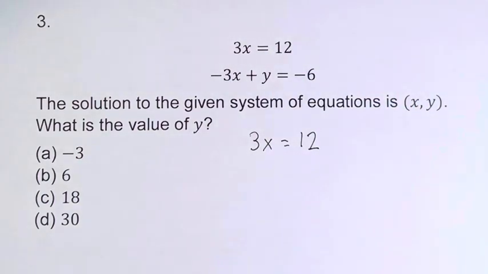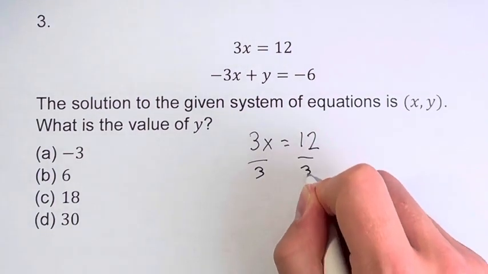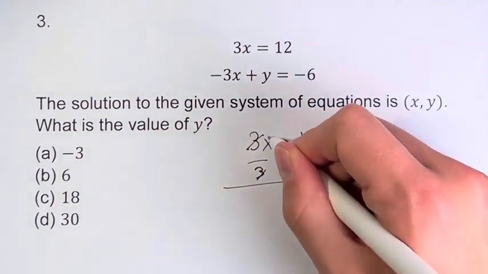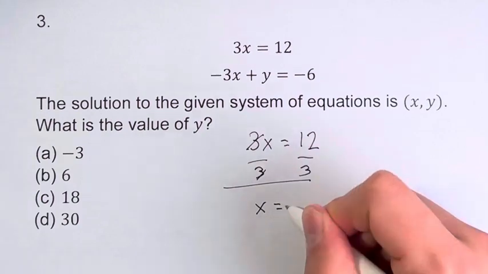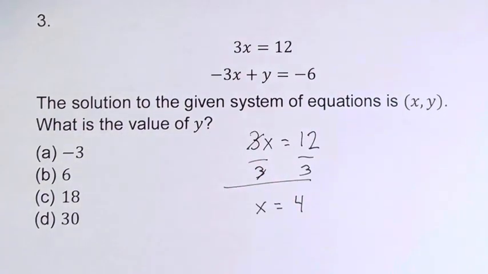just solve for that variable outright. So we want to get x on its own, so we divide both sides by 3. These 3's cancel, and we're left with x is equal to 12 divided by 3, which is 4. Then we're going to use that in the second equation to find the value of y.